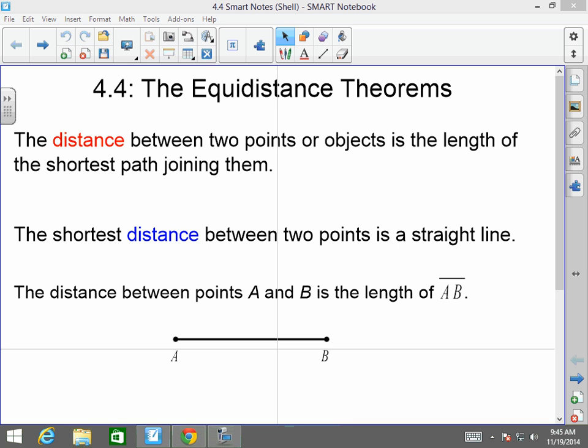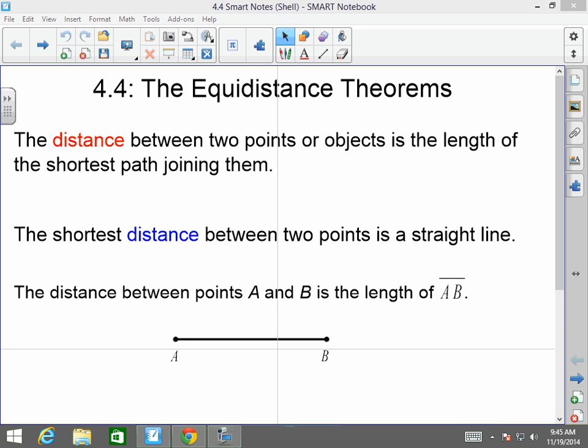Mr. Morrow's Honors Geometry class. Today we're going to really make things a lot easier for you guys when it comes to perpendicular bisectors. We're going to learn about the equidistant theorems. There are two equidistant theorems. Let's first talk about what distance is, okay?